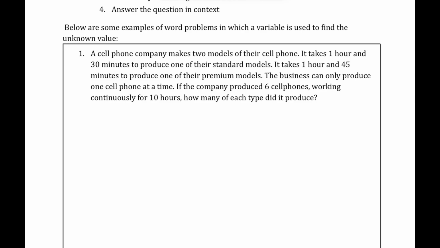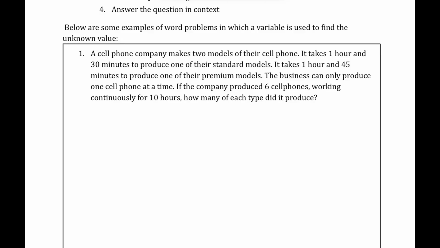So this first example here, we're given that a cell phone company makes two models of their cell phone. It takes 1 hour and 30 minutes to produce a standard model, and it takes 1 hour and 45 minutes to produce a premium model phone. The business can only produce one cell phone at a time, and if the company produced 6 cell phones working continuously for 10 hours, what we want to know is how many of each type it produced.